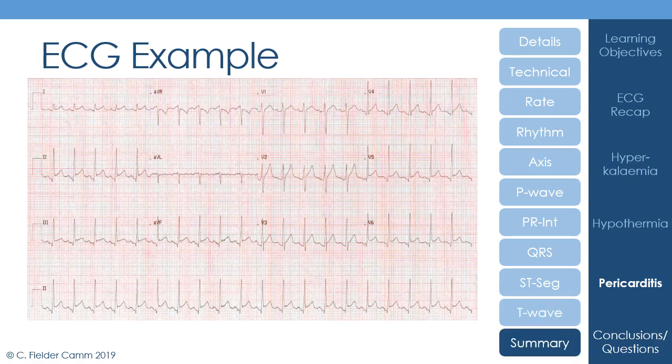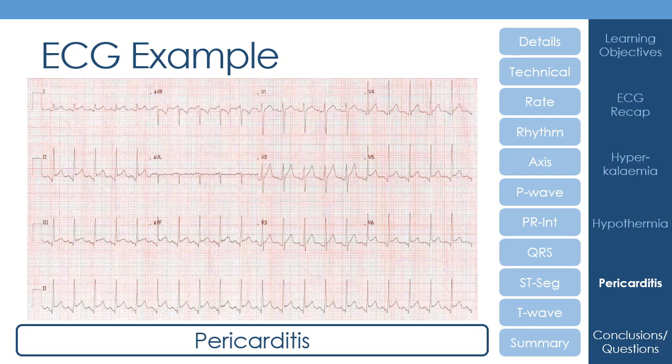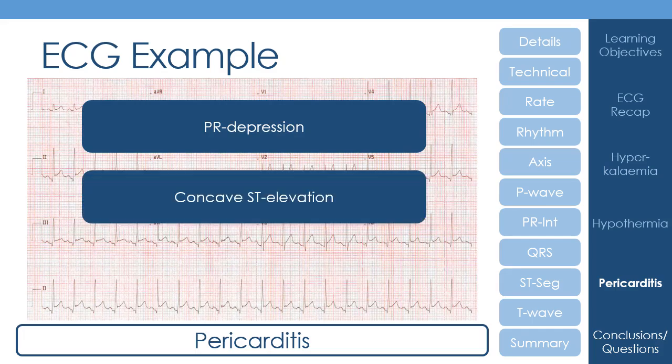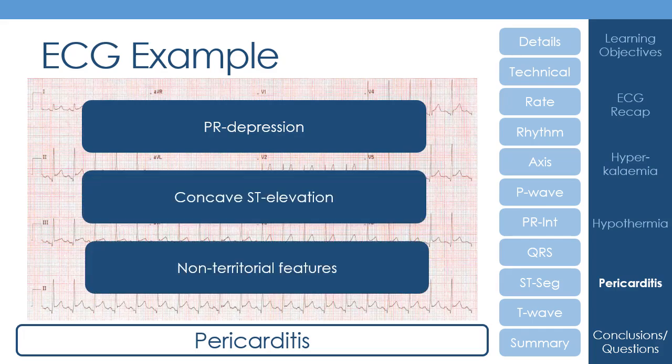Okay, so in summary, we've got a sinus tachycardia here in a patient with chest pain. They've got some PR depression and widespread non-territorial ST segment elevation with a saddle-shaped appearance. And so this is all in keeping with, unsurprisingly, pericarditis. So those features are PR depression, concave ST segment elevation that's non-territorial, and this is all very supportive of pericarditis rather than a STEMI, for example.